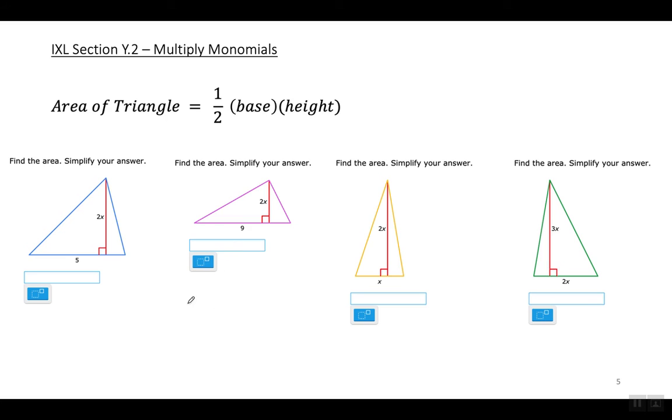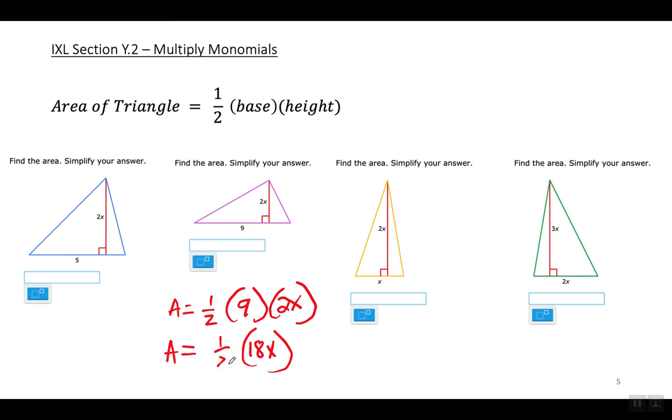Over here, I got to do, to get the area of a triangle, I got to do 1/2 of 9 times 2x. All right. So 9 times 2x is 18x. And half of 18x is 9x. All I did is divide 18 by 2.